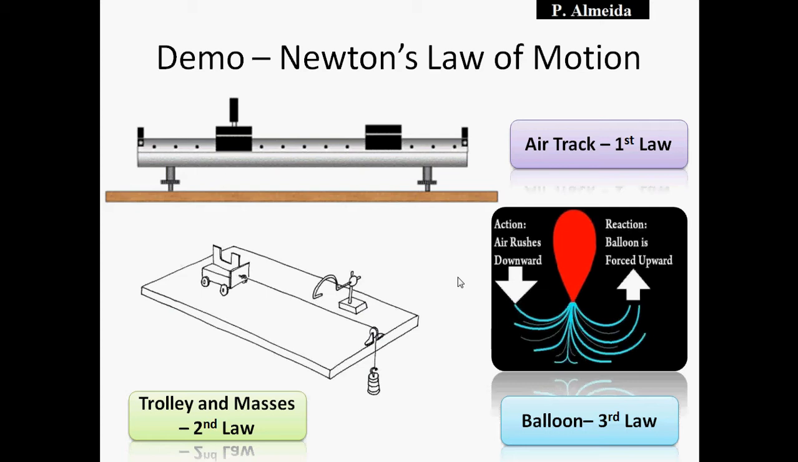And for Newton's third law, you can use a balloon. You get a balloon filled with air, and then you release the balloon or the air, and the action will be the air rushing downwards, and then the reaction will be the balloon forced upwards. The balloon tends to go in a circular motion, or in some random motion, but this is because of the vortex caused by the shape of the balloon, okay?